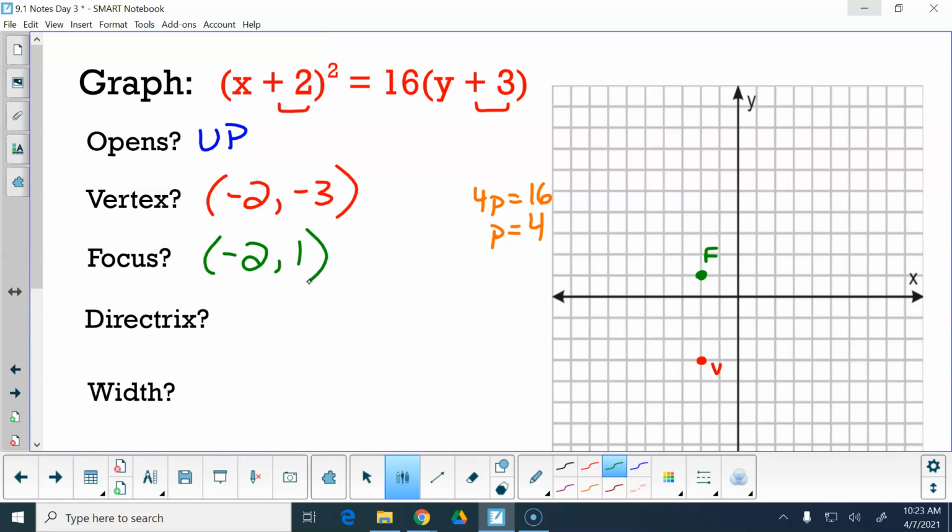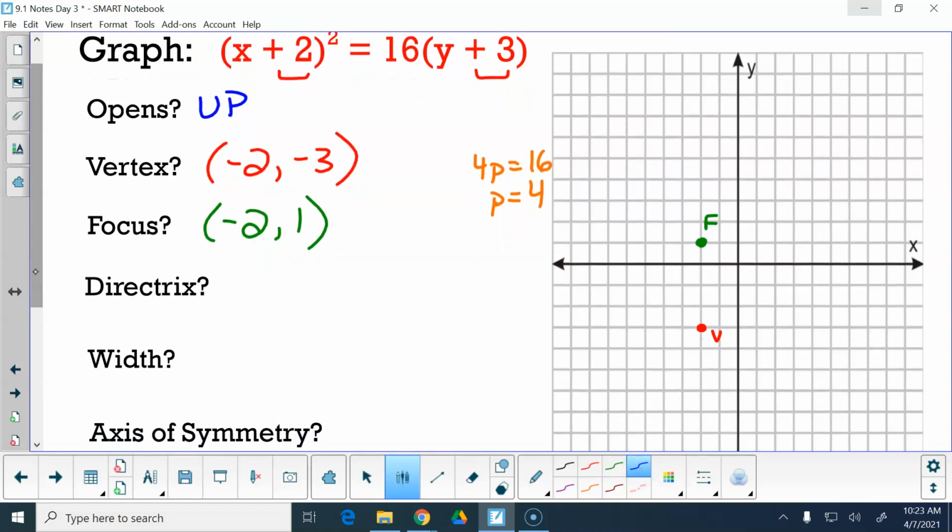4 down, then, is going to be my directrix. 1, 2, 3, 4. So that's this line right there. That would be the line y equals -7. Agree with that? Okay. The width of my parabola through the focus is 16. That means I'm going to be going 8, 2, 4, 6, and 8 out.